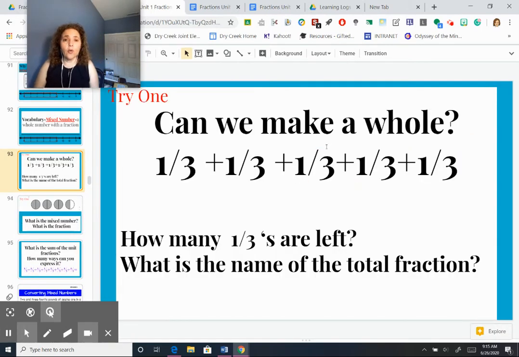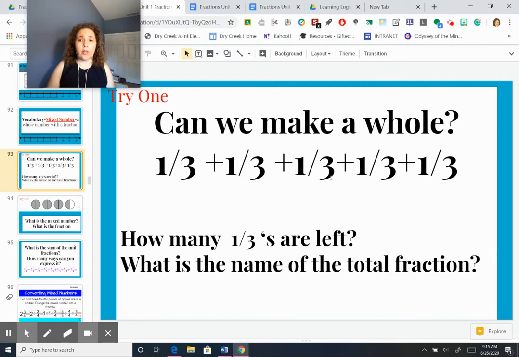All right, so can we make a whole? You try this one. Try to make a whole and see how many thirds are left and see what's the name of the fraction, okay? And then come back to me.